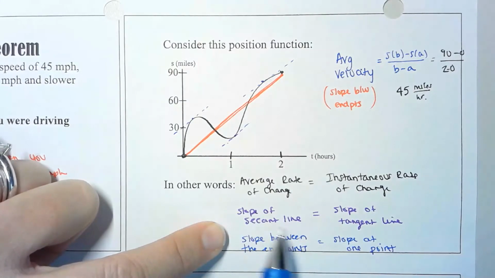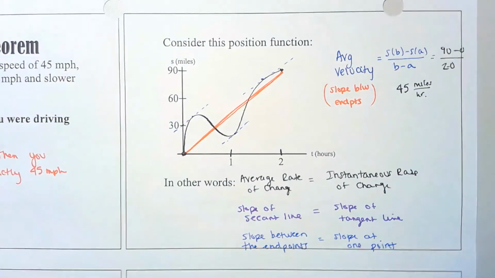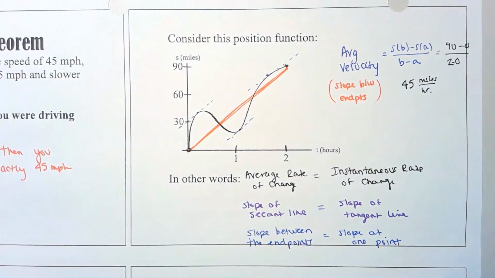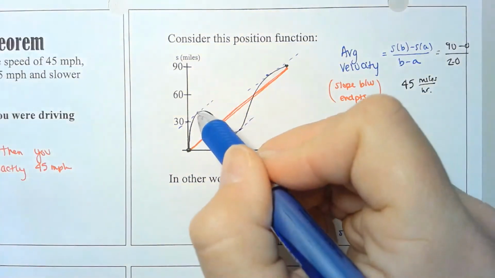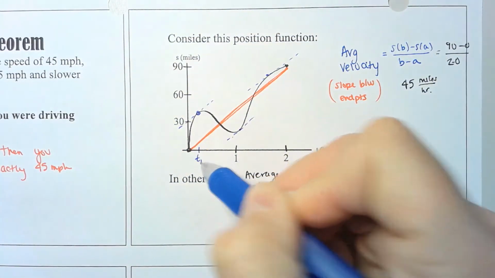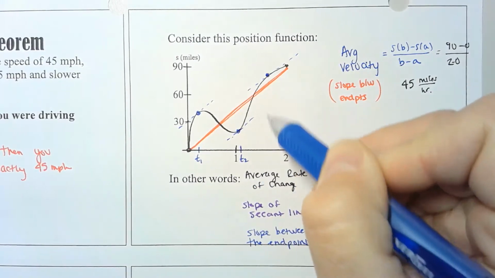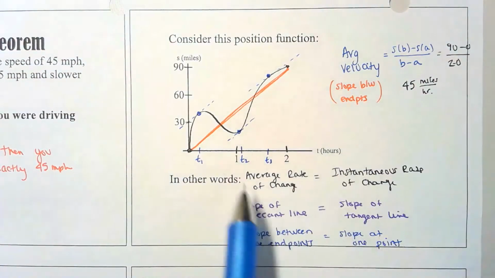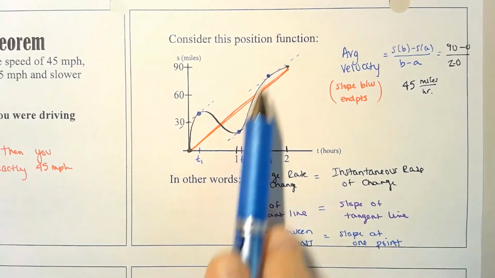That's really the same thing. I really just defined what it means to be a secant line. It's a line that connects 2 points. A tangent line is a line at 1 point. Okay, so this is essentially what the mean value theorem is saying. At some point, we had 3 of them. I'm going to call that t sub 1, I'll call that t sub 2, and I'll call that t sub 3. At these 3 points in time, we were driving exactly 45 miles per hour.